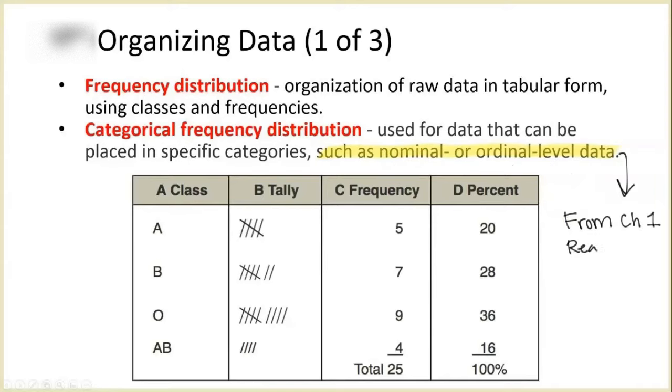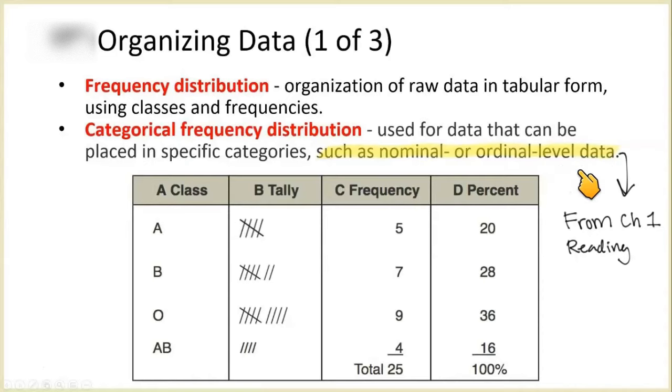Nominal data, to reiterate, is anything that can be classified by an attribute or a characteristic. In this case, blood typing is an attribute or a characteristic. You can either be A, B, O, or AB. And then ordinal data is any type of data that represents categories that can be ranked.